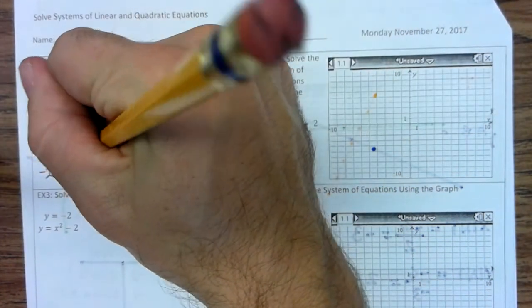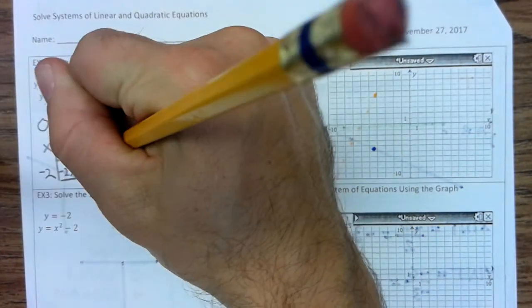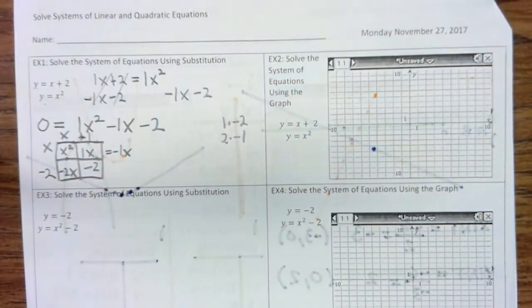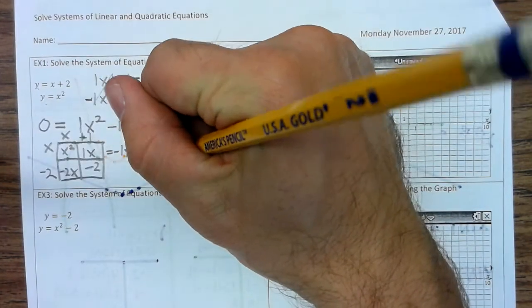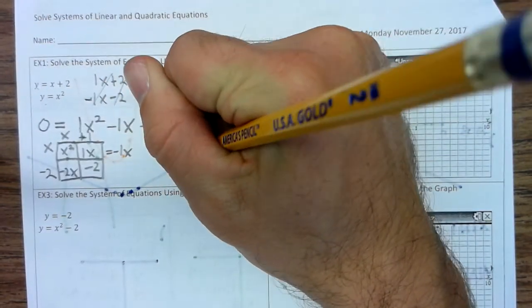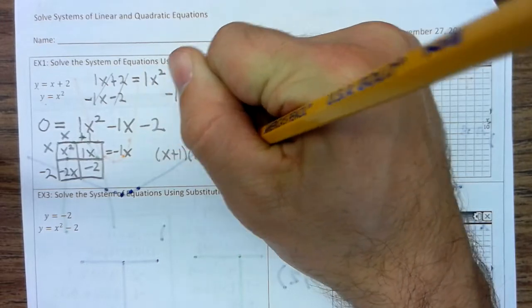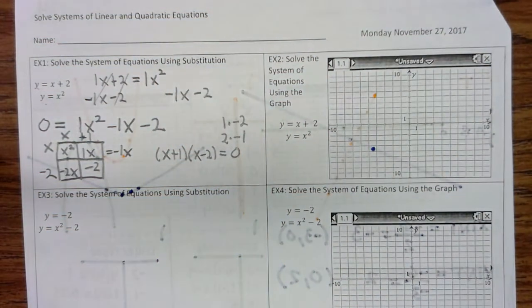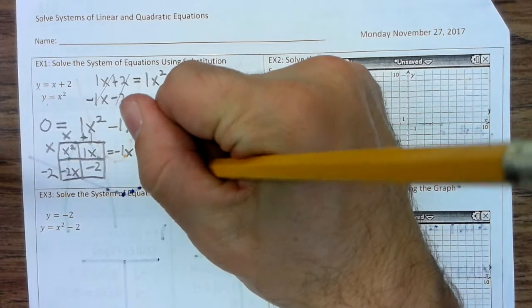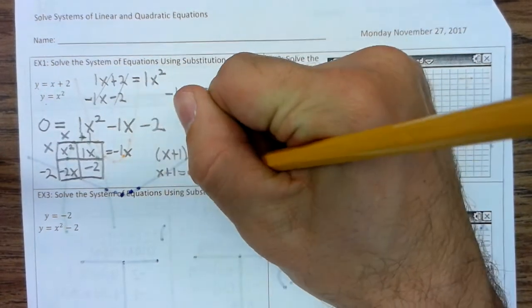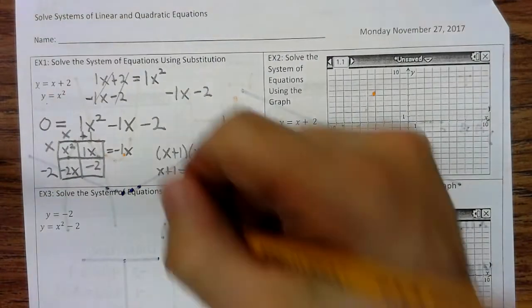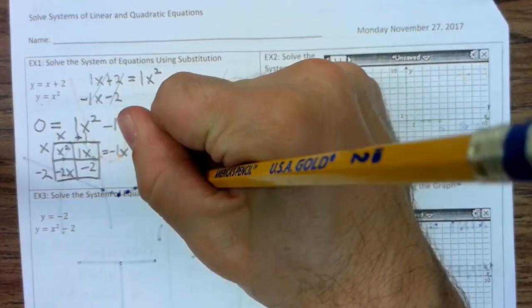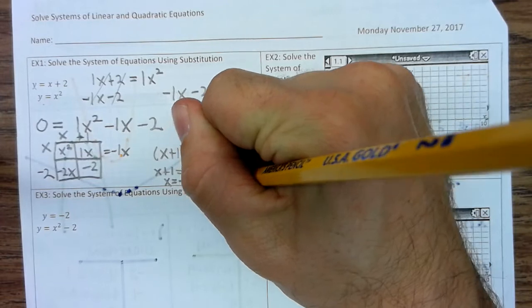You get 1x, negative 2x. They combine to be negative 1x. So we have x plus 1 times x minus 2 equal to 0. Set them each equal to 0: x plus 1 equals 0, x minus 2 equals 0. So x equals negative 1 and x equals 2.